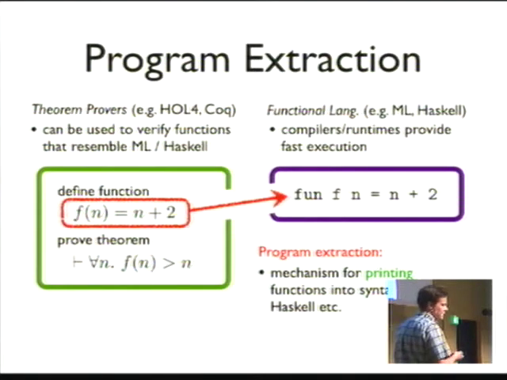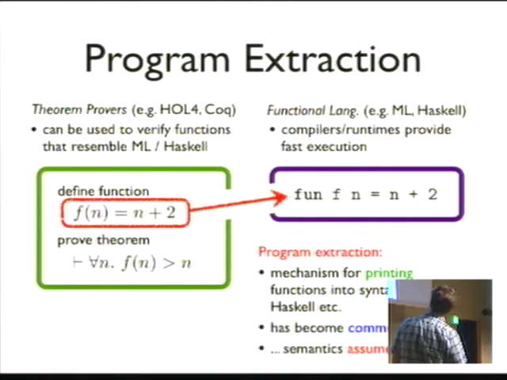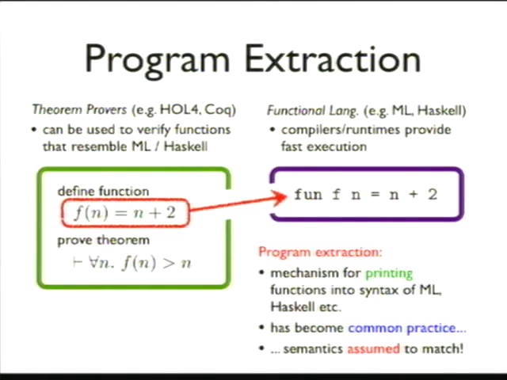This is getting more and more common. For instance, the most famous example of this would be CompCert, where the entire compiler was written in Coq and then extracted out. All of these extraction mechanisms don't currently give you that much guarantees, and they assume that the semantics of the logic matches the semantics of the language you're mapping into.